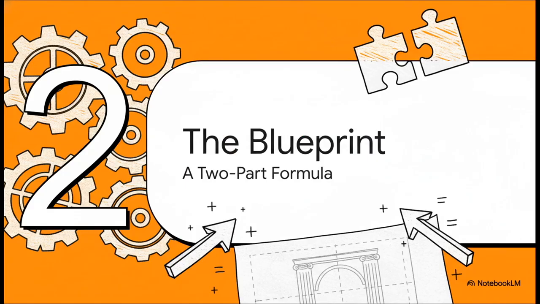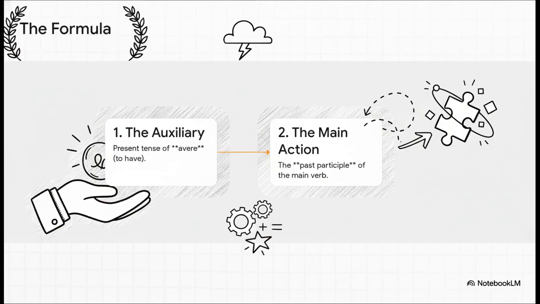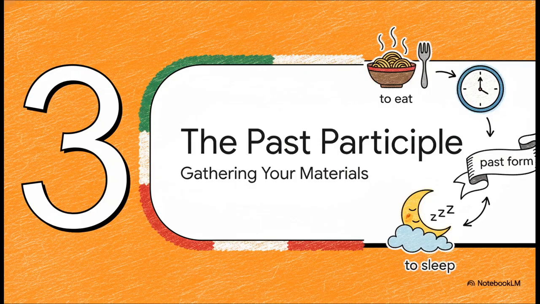How do we actually build this thing? The Passato Prossimo follows a beautifully simple two-part blueprint. Let's break it down. First, you need what we call an auxiliary or a helper verb. And for what we're doing today, that's going to be avere, which means to have. Then, for the second part, you just need the past participle of your main verb. That's the bit that tells you what action actually happened. So, helper verb plus main action. That's the formula. Simple.